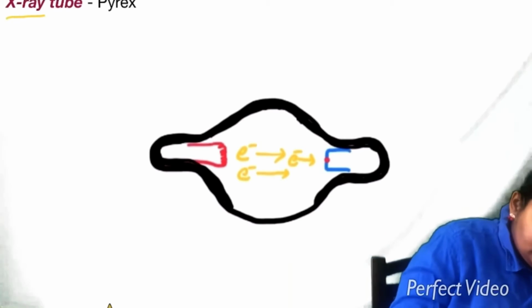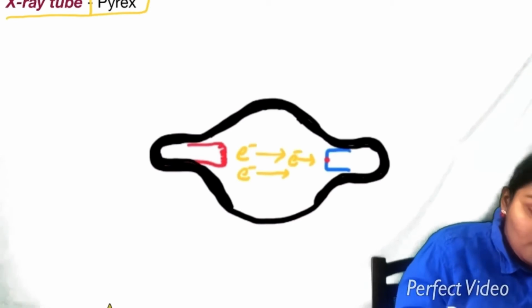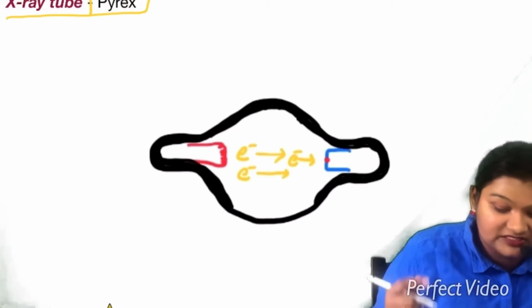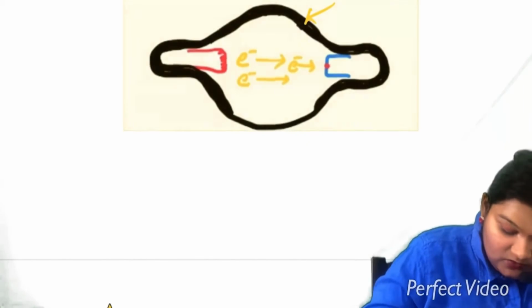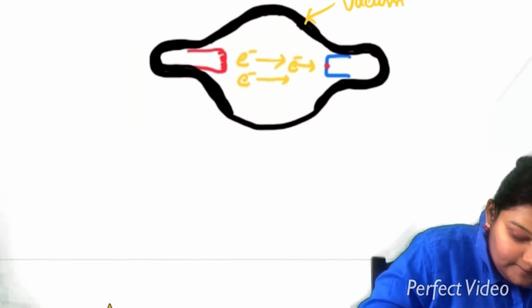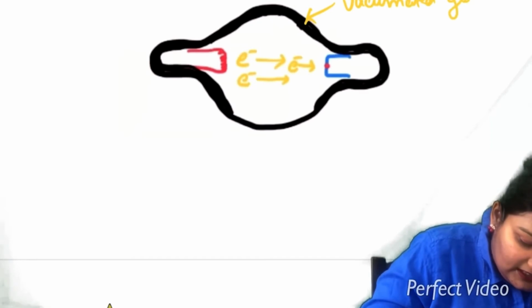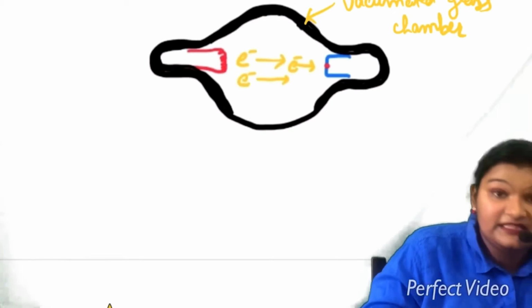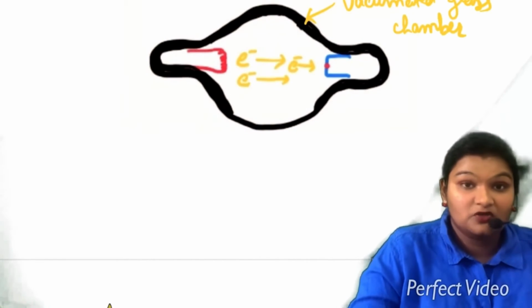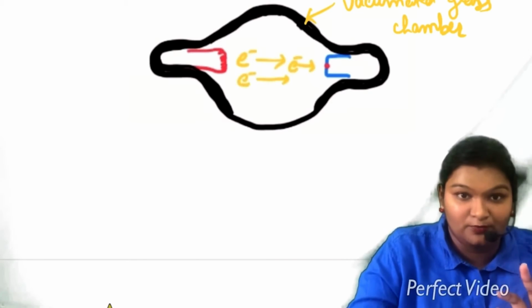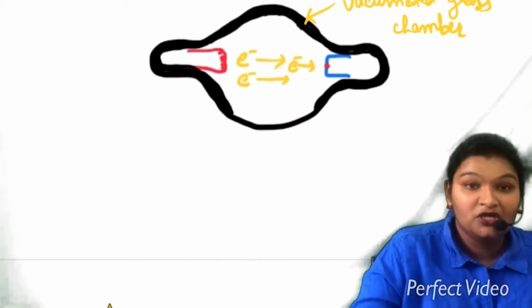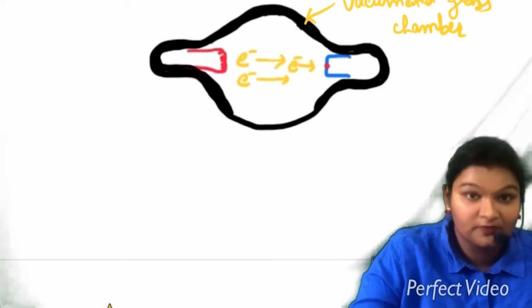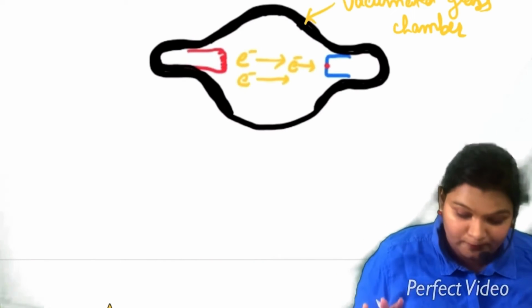The first one is our X-ray tube. The outer covering is made up of Pyrex. So what are the components of X-ray tube? This one, the one in the black, is the vacuumed glass chamber. Now the question arises, why the vacuumed glass chamber? Because X-rays are produced only in vacuum. If there is no presence of vacuum, X-rays will not be produced, right?